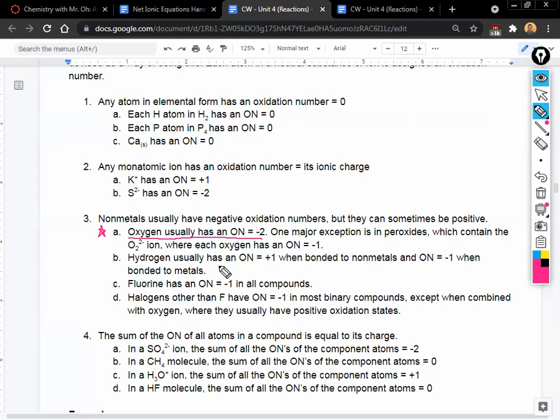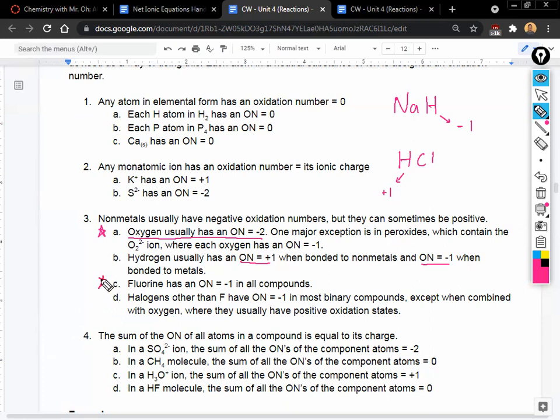Hydrogen usually has an oxidation number of +1 when it's bonded to a nonmetal. Hydrogen is weird because when it's with a nonmetal, it's +1, but when it's with a metal, it's -1. For example, if we have NaH, Na is a metal, so in this situation H will be -1. But if we have something like HCl, Cl is a nonmetal, so H is going to be +1. Keep in mind that hydrogen can be +1 or -1, depending on what it's combined with.